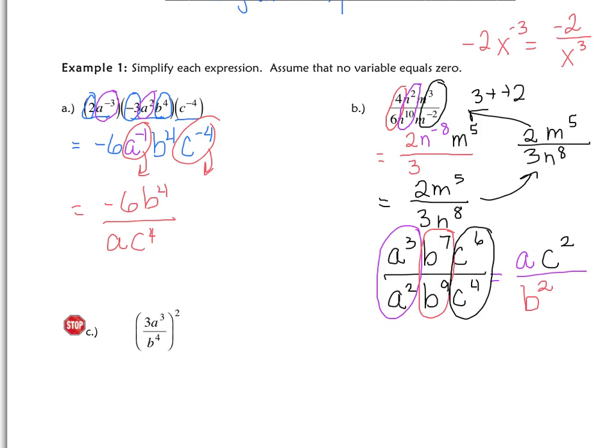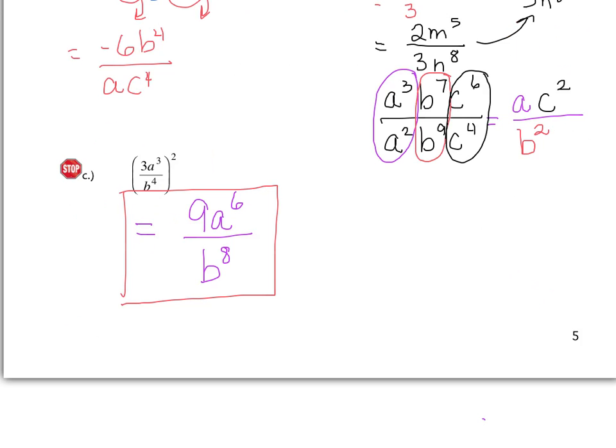Okay, pause the video and try part C on your own. Okay, here's the answer. If you did not get that on your own, please make sure to ask your teacher tomorrow. If I'm going to guess, I think a lot of you had a 3 there because, like I said previously, the biggest mistake that occurs is that students will not square that coefficient or raise it to whatever the power is.